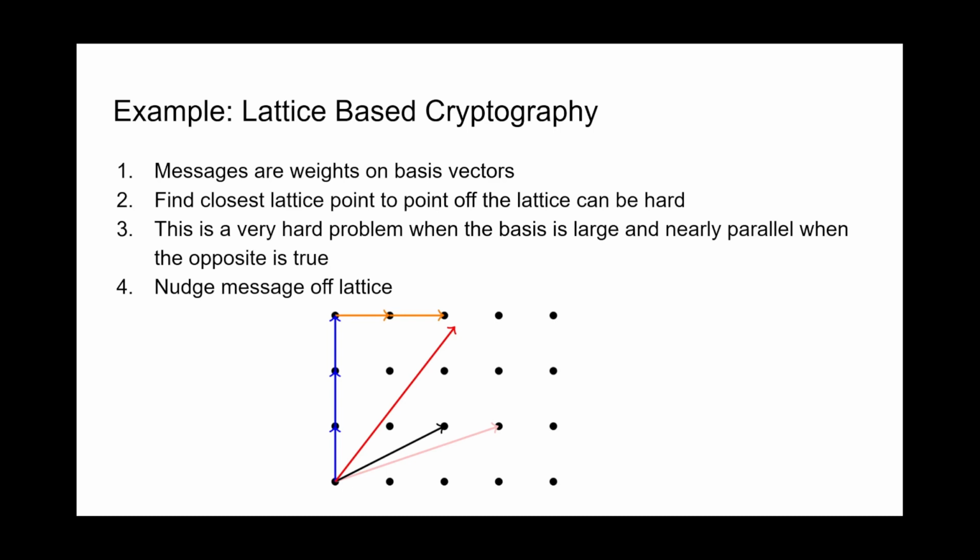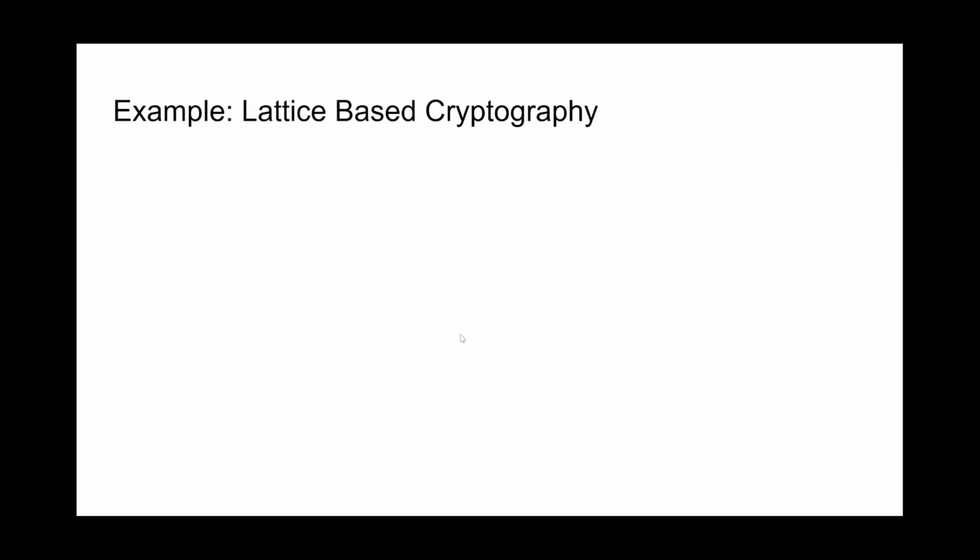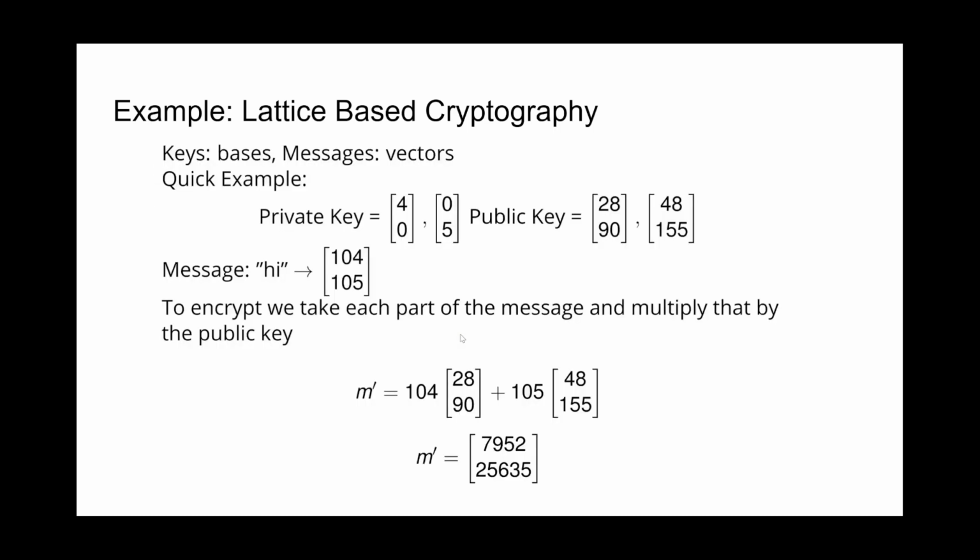have large magnitudes. However, when the opposite is true, when we have short stubby vectors that are nearly perpendicular, it becomes a lot easier to figure out where this point closest to, for instance, the red vector is when we've nudged it off the lattice. So we can exploit this to make a quantum proof cryptographic method.